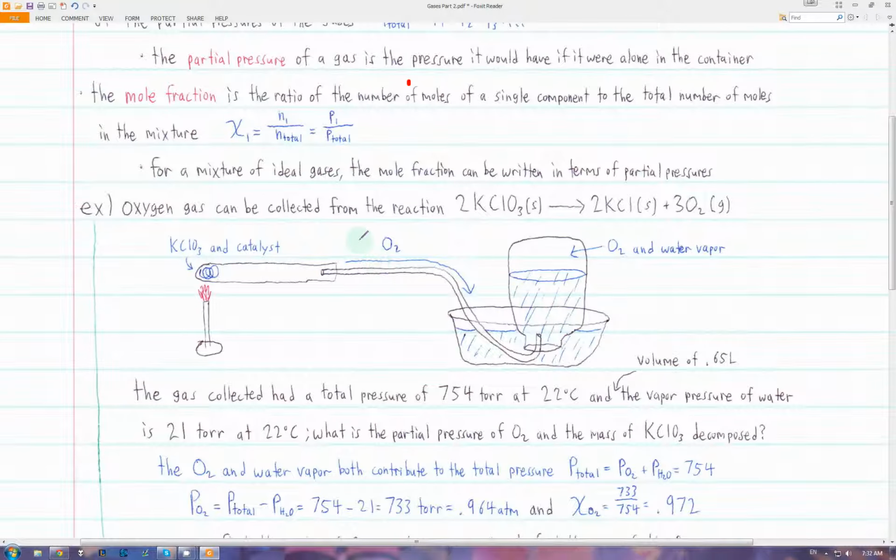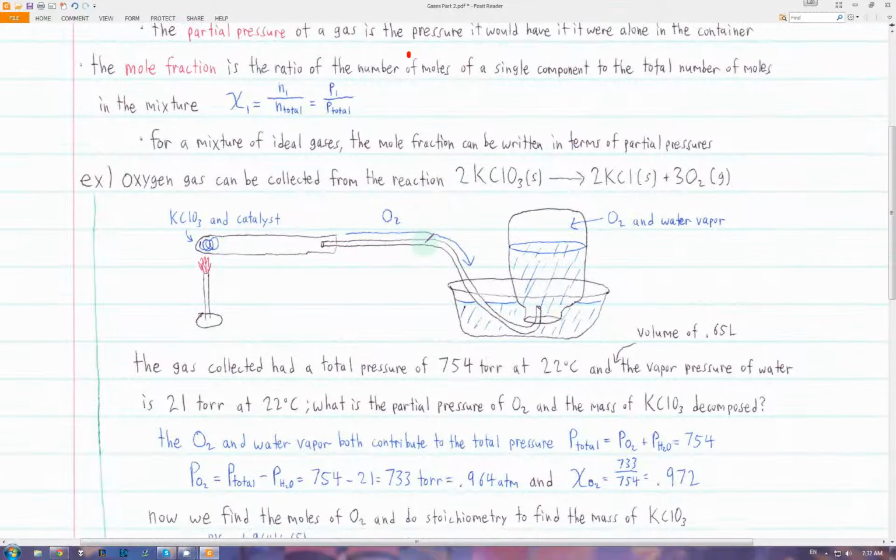So as an example, let's look at an experiment you can do to collect oxygen by collecting it over water. So we have this reaction, 2KClO3 decomposes into 2KCl plus 3O2. So over here we have the reactants in the fire, and then they decompose into the solid and the gas. So the O2 gas will travel across this tube into the water, and it will bubble up and then reach this space above the water.